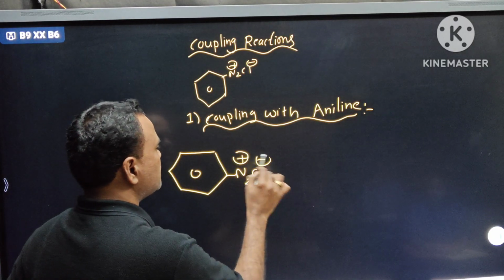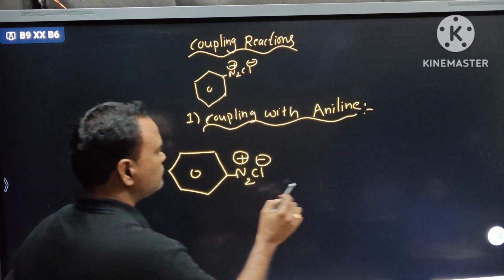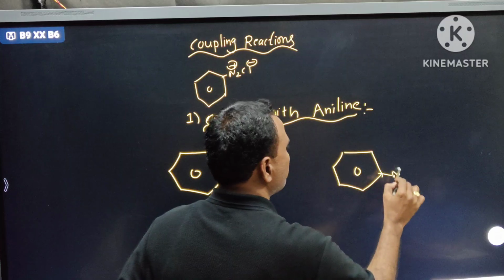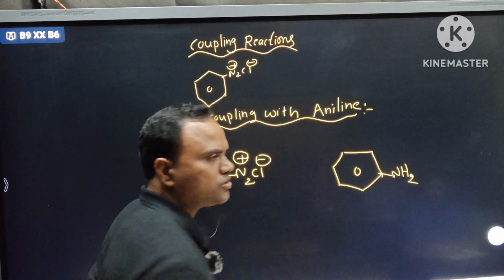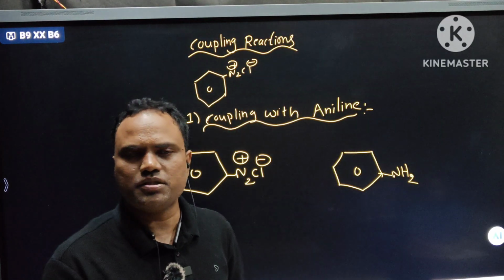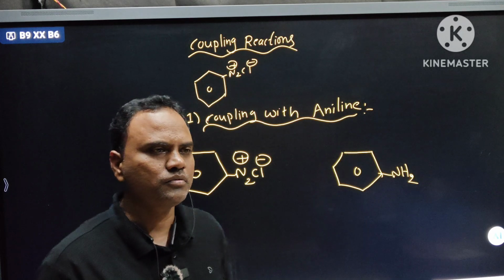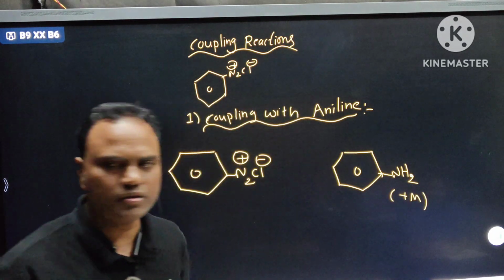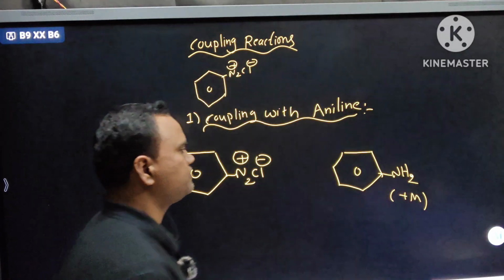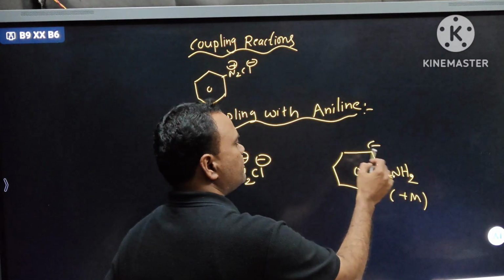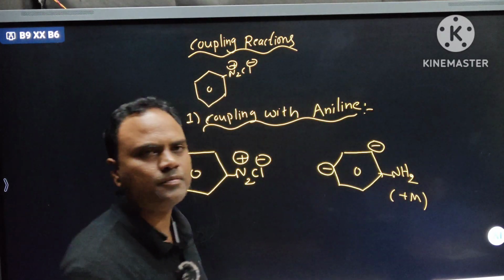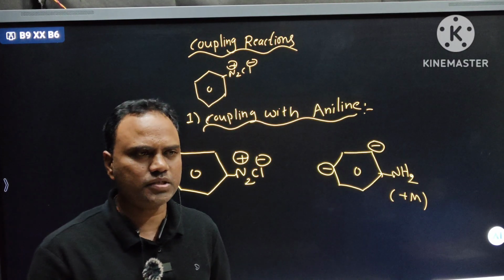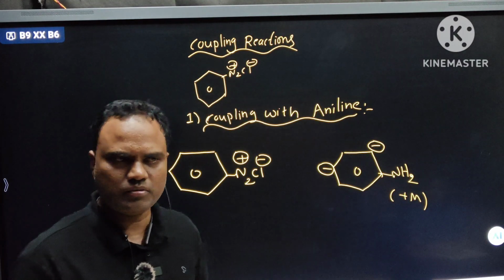N2 plus and Cl negative. What is the nature of the NH2 group? Is NH2 a plus M group or a minus M group? Plus M, an electron donating group. An electron donating group increases electron density in which positions? Ortho and para positions, right? So the NH2 group is an activating, ortho-para directing group, right?